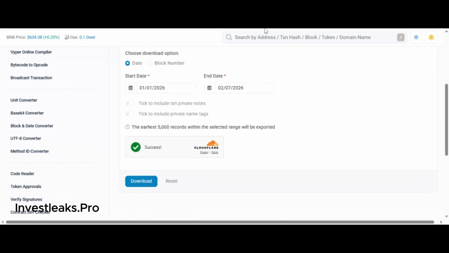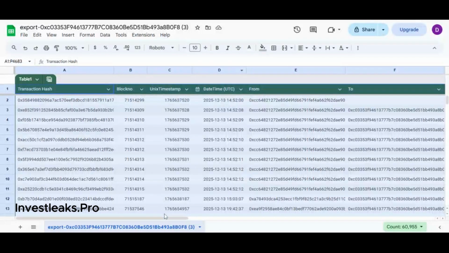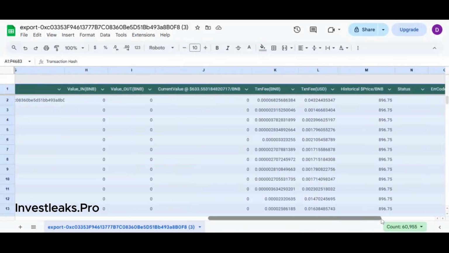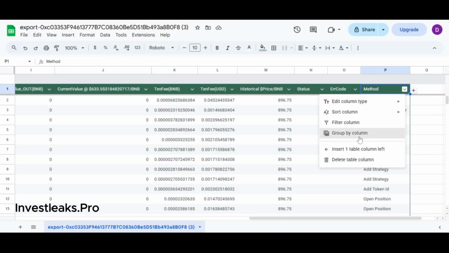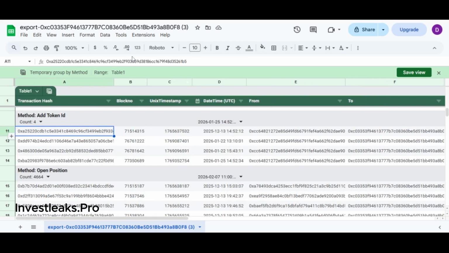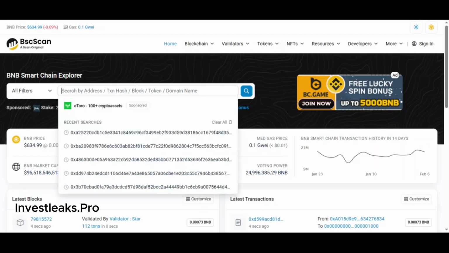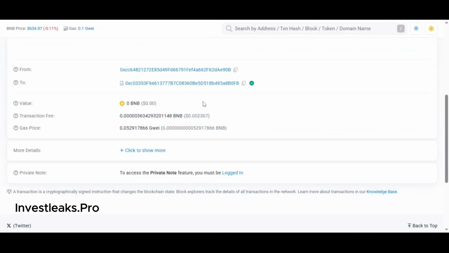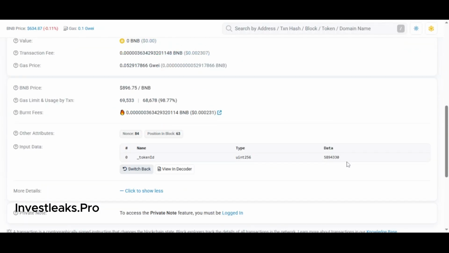Here's how I find those token IDs. I export the Vault contract activity and open it as a CSV. Then I filter by method names like add token ID to locate the configuration transactions. After that, I open the transaction on BSC Scan and use decode input data. That's where the token ID shows up clearly.